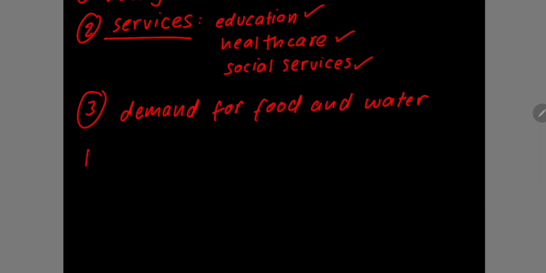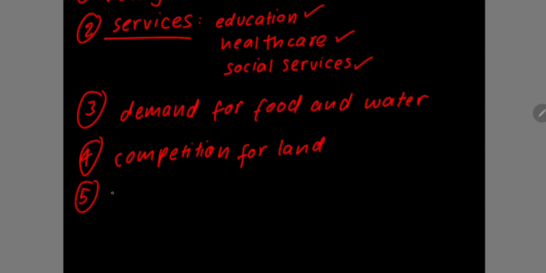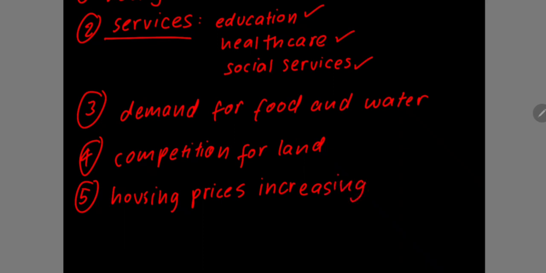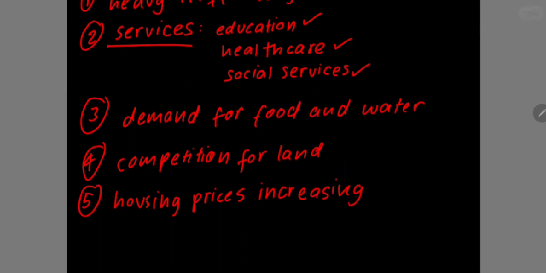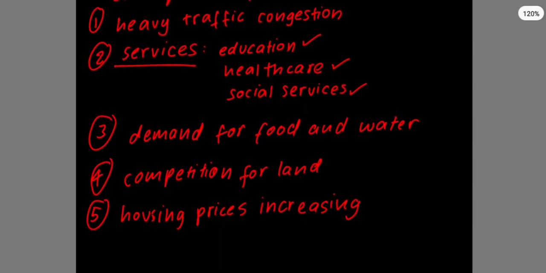Now, because there are a lot of people, there's going to be competition for land. And because there's competition for land, housing prices are going to increase. So it's going to be expensive to live in that country, which is also the reason why a lot of MEDCs are not overpopulated, because the families over there tend to have fewer children because they want to avoid the cost of raising a child.